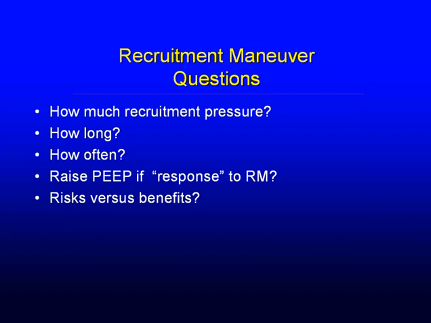So how much recruitment pressure is necessary in our patients with ARDS? How long do we have to sustain the pressure? How often? Should we raise the PEEP if there's a response, or should we maintain the PEEP? What about the risk-to-benefit ratio? We're not sure about that.